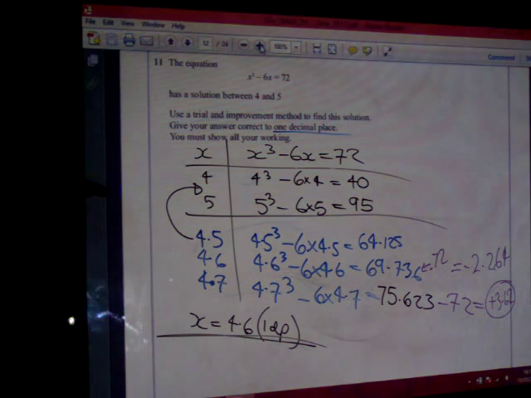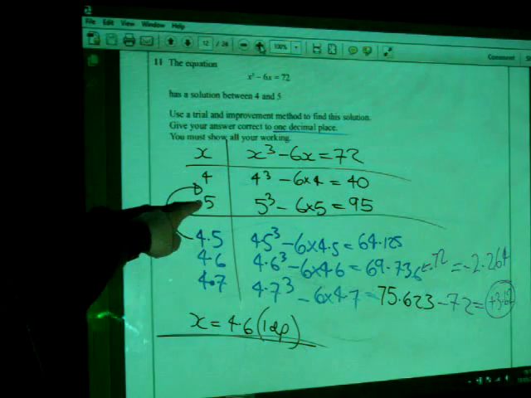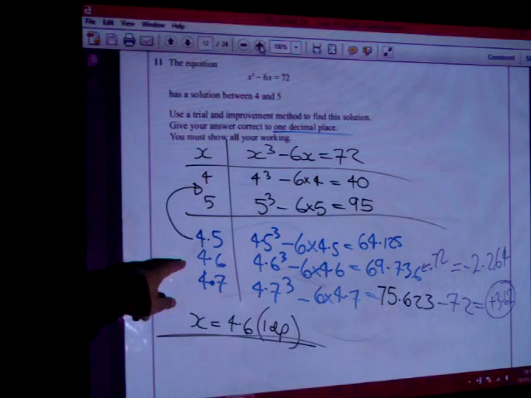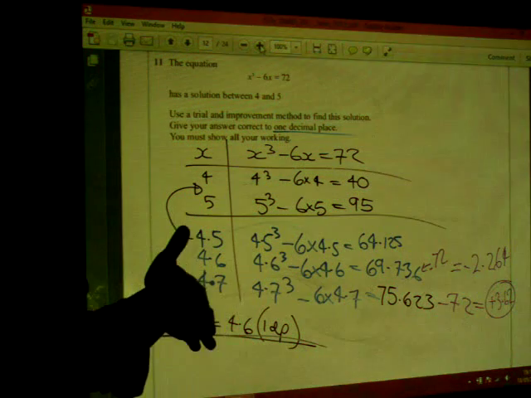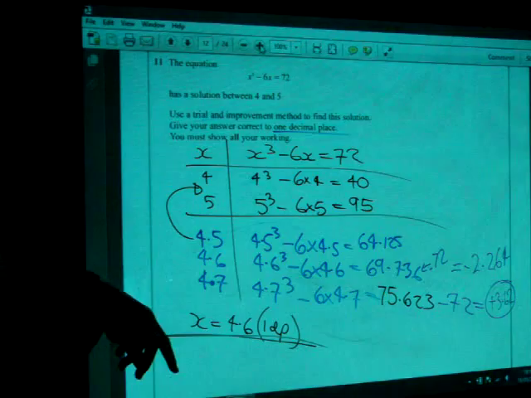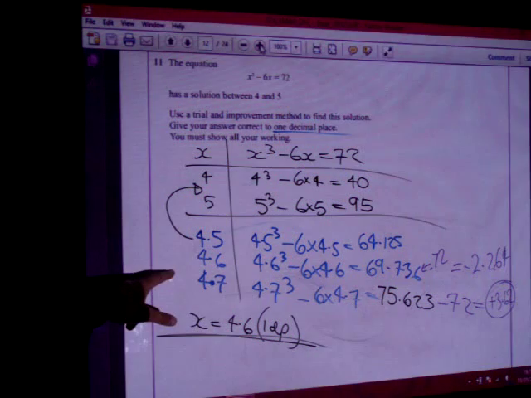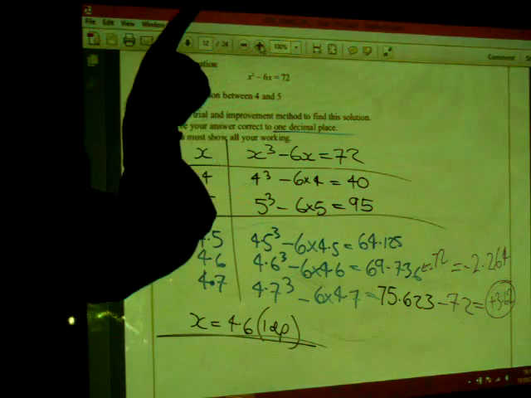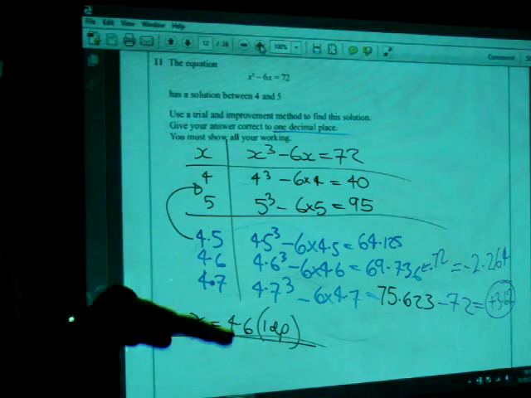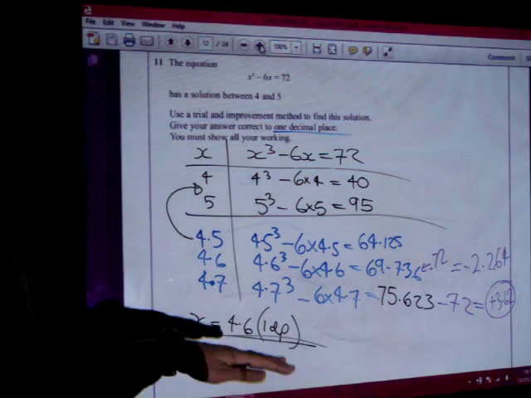To get the marks, make sure you do originally the 4 value, then the 5 value, then your iterations, your little steps. Try not to jump around. Try not to jump from 4.5 to 4.71, or do 4.2, then 4.9, then 4.1. Try to keep it nice and consistent in a pattern going towards it.